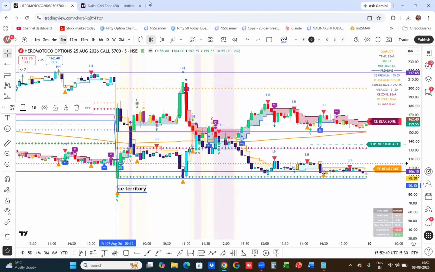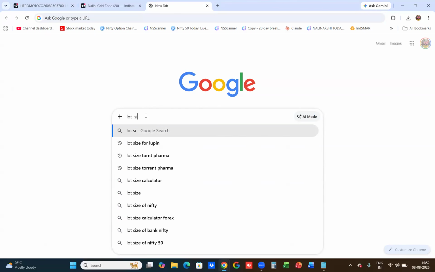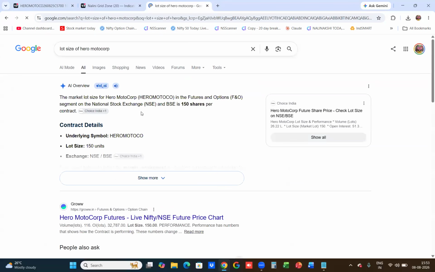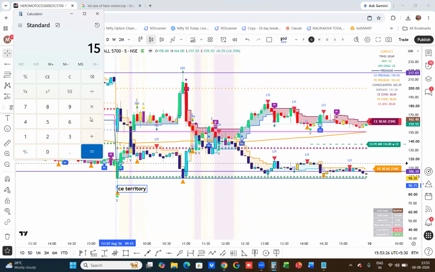Because of the lot size of Hero MotoCorp, let me Google it because you need to see that. Lot size of Hero MotoCorp is, you can see, 150. Say, for example, you have captured only 30 points in the put option. 150 into 30 points, you would have captured 4,500.